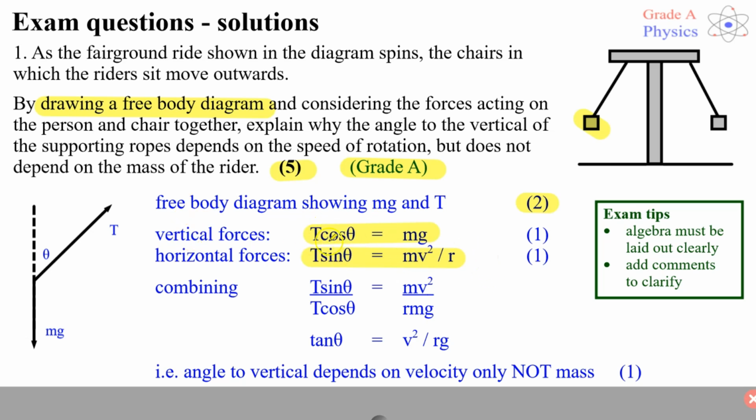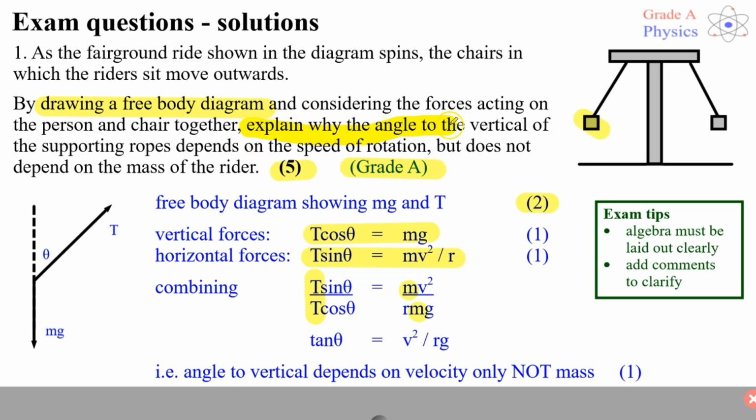Then we need to combine these two together. If we divide the second expression, T sine theta equals mv squared over r, by the first one, T cos theta equals mg, we can see that the T's are going to cancel, and the m is going to cancel. Sine theta over cos theta gives us tan theta, and we get v squared over rg on the right hand side. If we got that, we might get the mark for that.